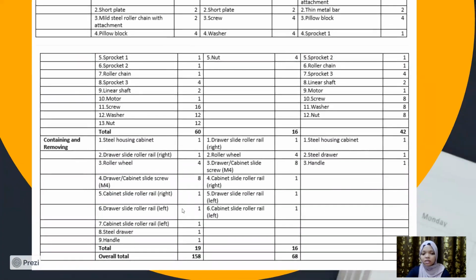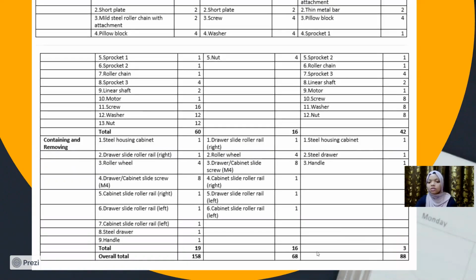And the last one is containing and removing. The total quantity for the containing and removing part is 19. After reduction, we get 3 only. So we reduce around 6 parts, which are the drawer slide roller rail, roller wheel, drawer or cabinet slide roller rail, drawer slide roller rail, and the 6 is the cabinet slide roller rail.